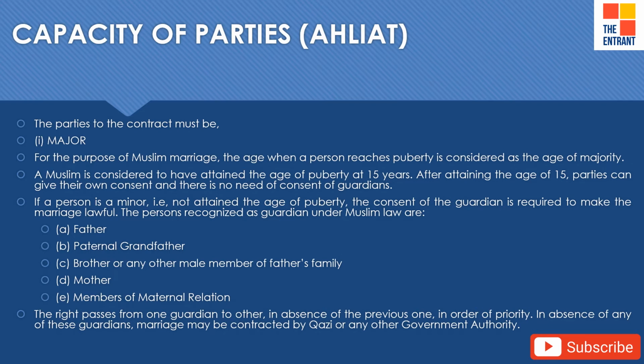The persons recognized as guardians under the Muslim law are the father, the paternal grandfather, brother or any other male member of the father's family, the mother, and members of the maternal relation. The right passes from one guardian to the other, in absence of the previous one, in order of priority. In absence of any of these guardians, the marriage may be contracted by a qazi or any other government authority.